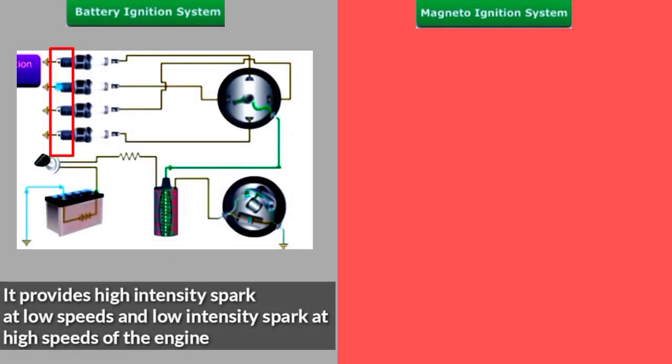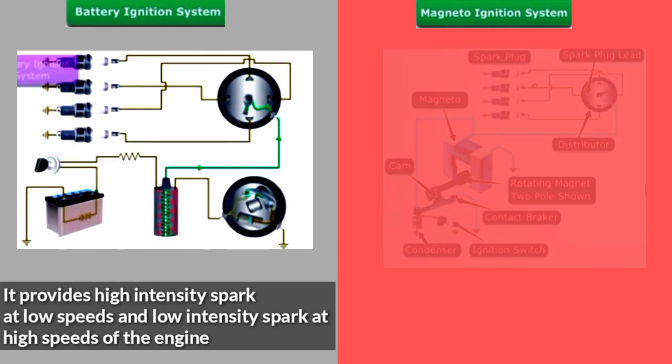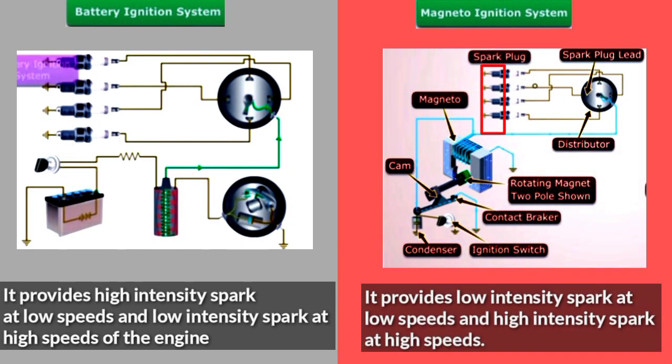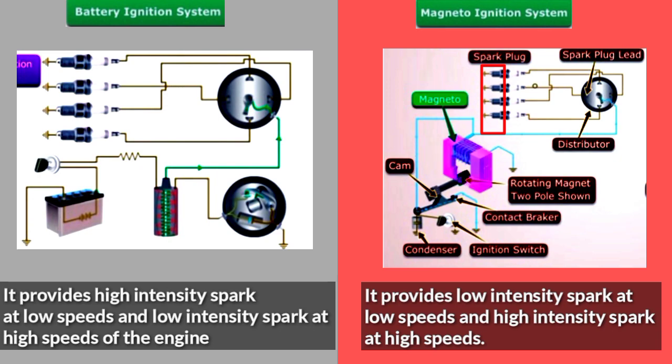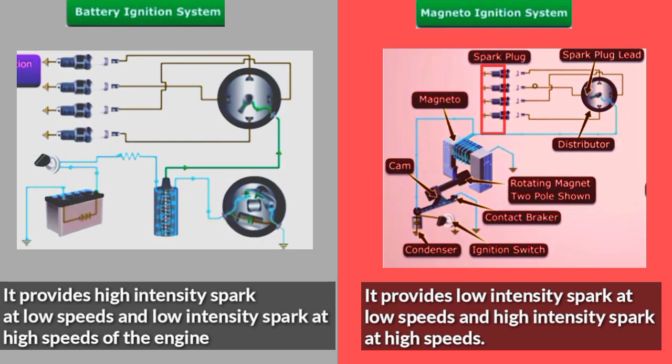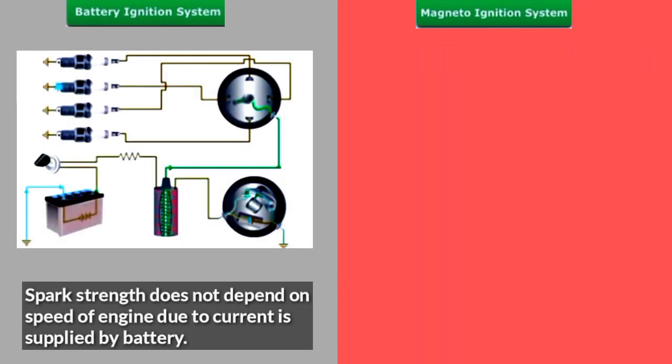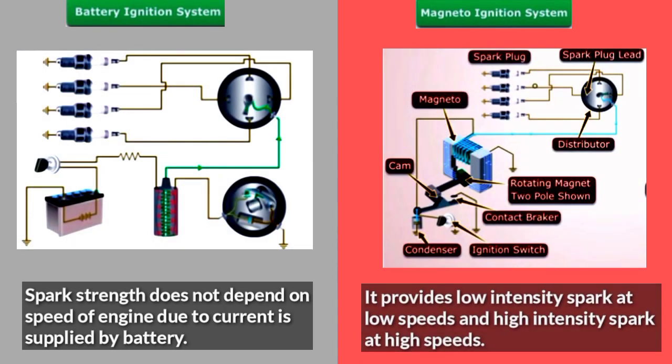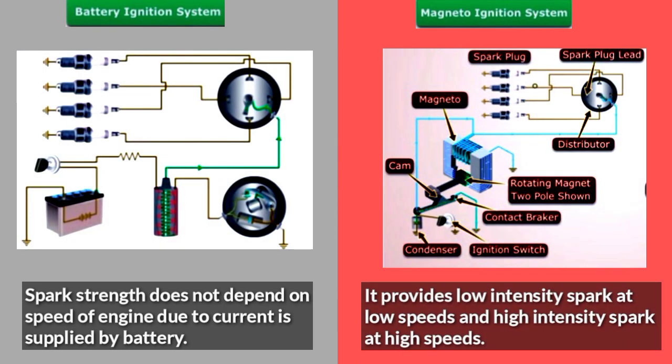It provides high density spark at low speed and low density spark at high speed of the engine. But in magneto ignition system, it provides low intensity spark at low speed and high intensity spark at high speed. Spark strength does not depend on speed of engine because current is supplied by battery. Spark strength depends on speed of engine due to magneto.